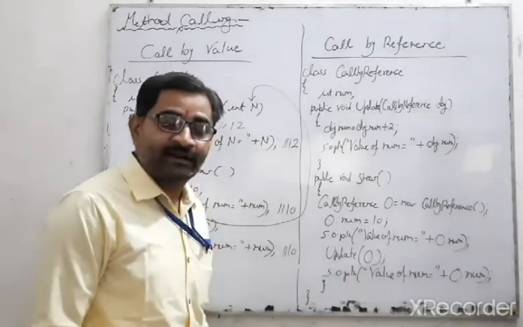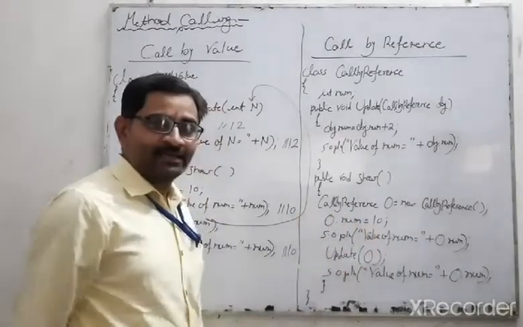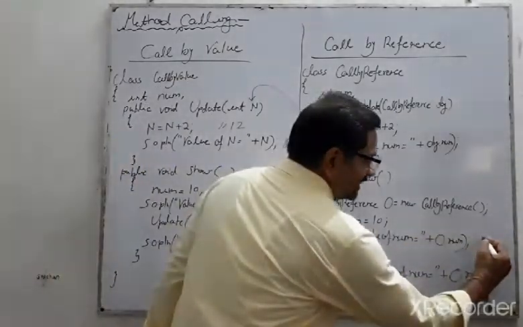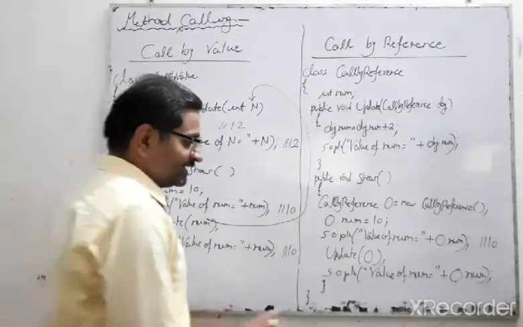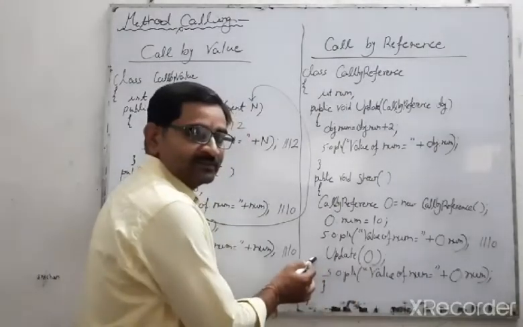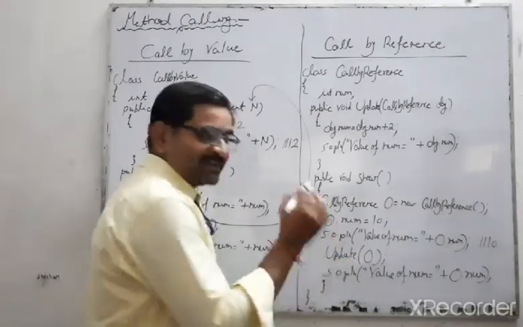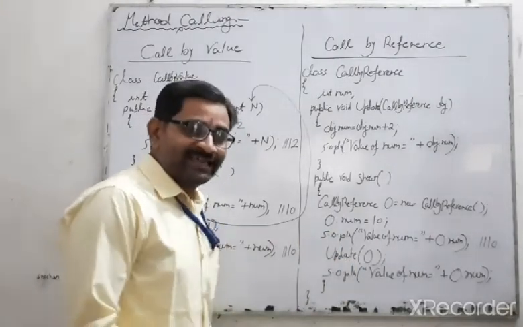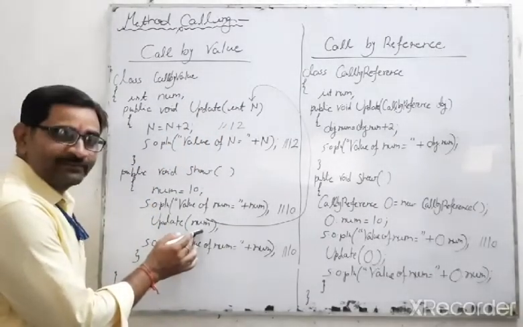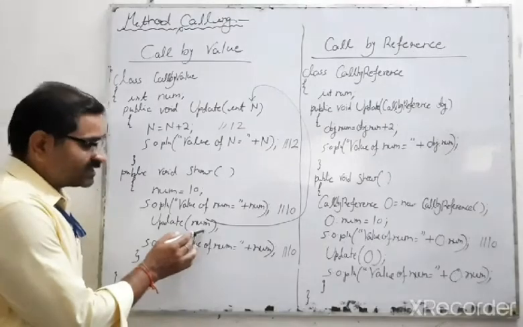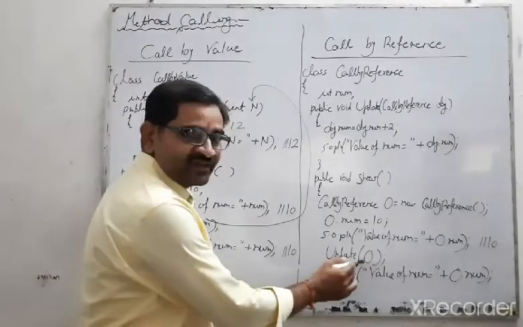What is the value of num with the help of an object? The value of num is 10. So here we get the result 10. After this is the method calling. In this method calling, you can see that in call by value we pass a primitive data type value, that is, num is of integer type.